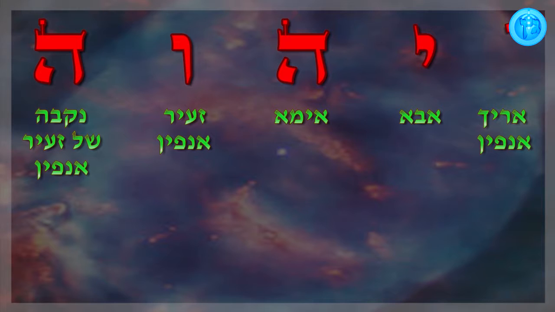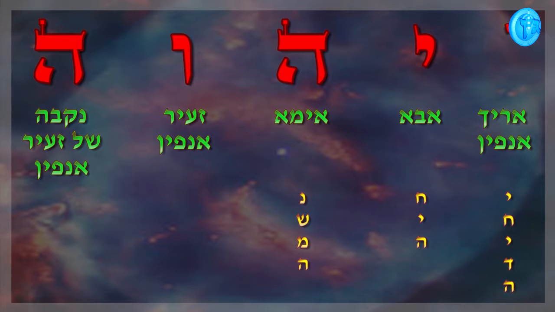How so? Partzuf Arich Anpin relates to the spiritual level called Yechidah. Partzuf Abba relates to the level called Chaya. Partzuf Ima relates to the level called Neshama.